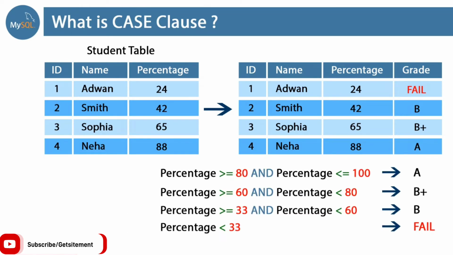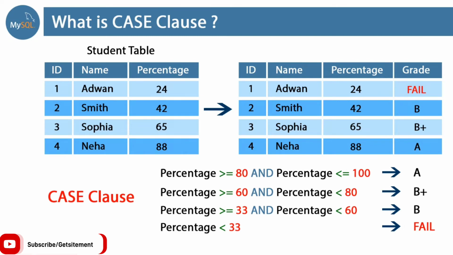Something like that. If student percentage is between 80 and 100, then it's going to return A in the grade column. Then between 60 and less than 80, it's going to return B+. Next, between 33 and less than 60 is going to return B, and less than 33 is going to return fail. So here you can see we use 4 different conditions. So whenever you need to use multiple conditions, and with these conditions you want to create a custom column, for this we need to use the case clause.